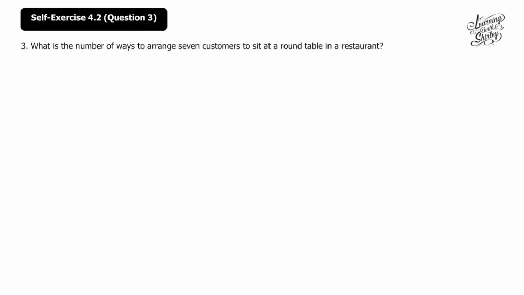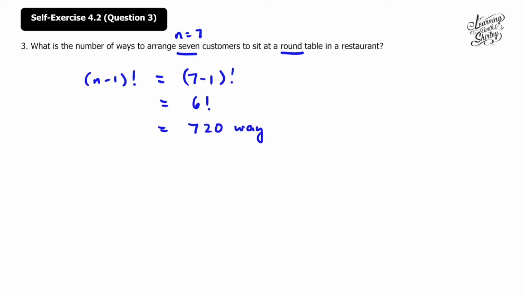Let's look at question number 3. What is the number of ways to arrange 7 customers to sit at a round table in a restaurant? So 7 will be your n, and round table. And customers are non-identical objects. Okay? So to find the number of ways, we're going to use the formula (n minus 1) factorial. And n is 7, so (7 minus 1) factorial, which is 6 factorial, and is 720 ways. And this is the answer.